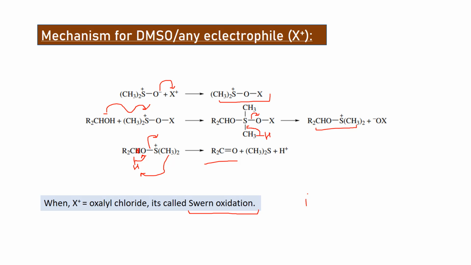Oxalyl chloride is this one. If you know about oxalic acid, in oxalic acid, just replace the two hydroxyl groups with chlorine, and this is called oxalyl chloride. So this oxalyl chloride is used, and this is called Swern oxidation.